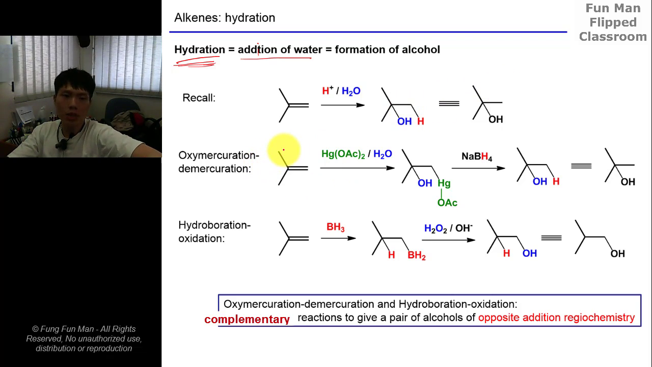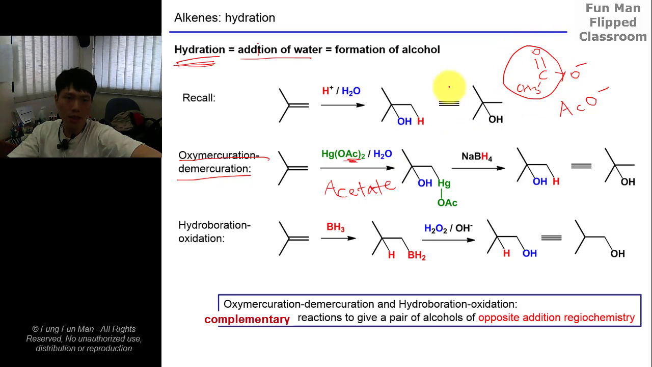You can also get a similar alcohol from other reagents. The first one we call oxymercuration, demercuration. So we have the mercury salt here, mercury acetate. What is AC? AC is acetate. Acetate means ethanoate. So we are having this group here. Okay, acetate. So this is AcO minus. This part is Ac.